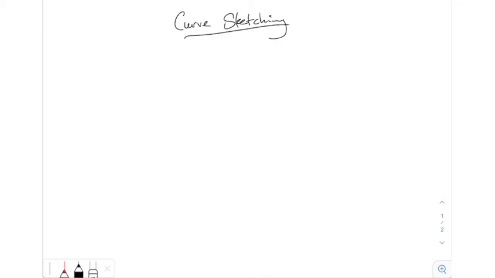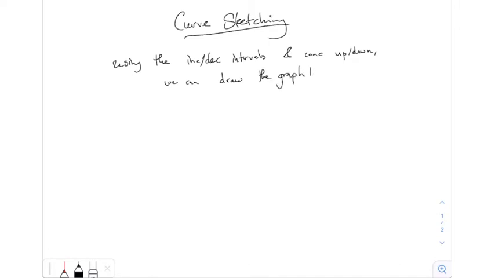So that's what I mean by curve sketching. Draw the graph. So using the increasing and decreasing intervals and also the concave up versus down stuff, we can draw the graph, or at least sort of a representative sketch of the general shape of the graph. All right?